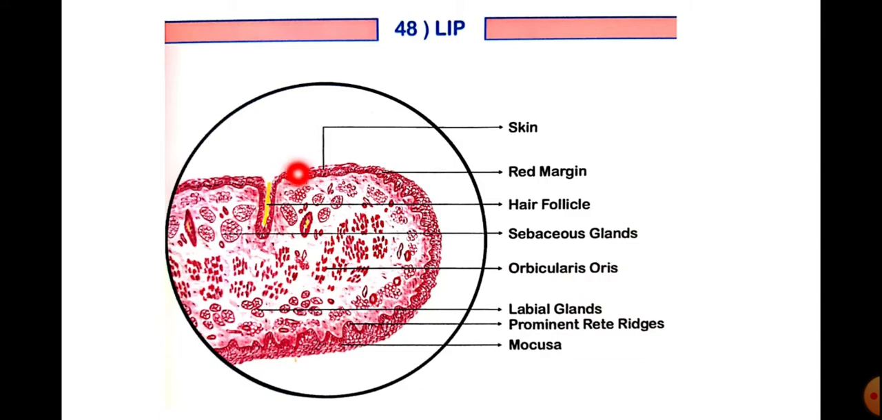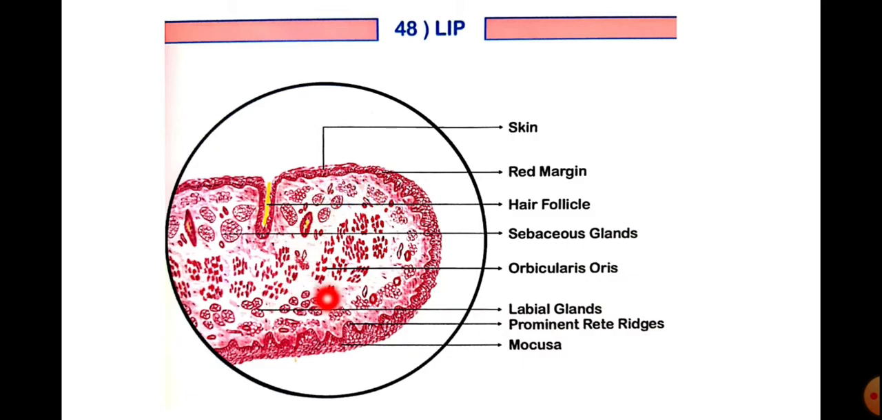Here is the outer aspect of the lip, along with the hair follicle. It is lined by the skin. Then this is the vermilion border, the red margin. This red zone starts here, the transitional zone, which is continuous with the mucous membrane. This is the oral mucosa. Underlying the oral mucosa there are a number of labial glands.